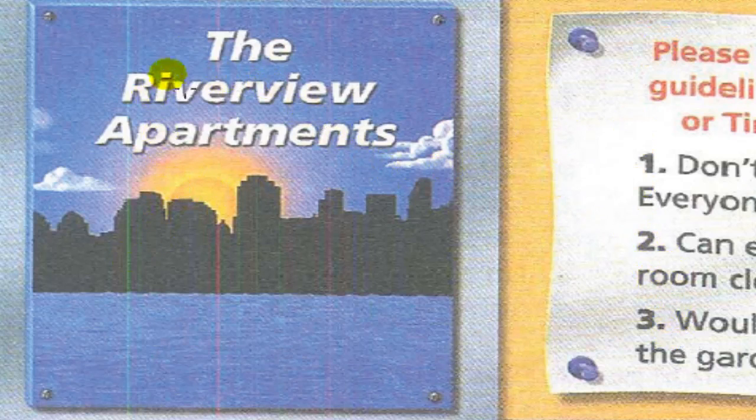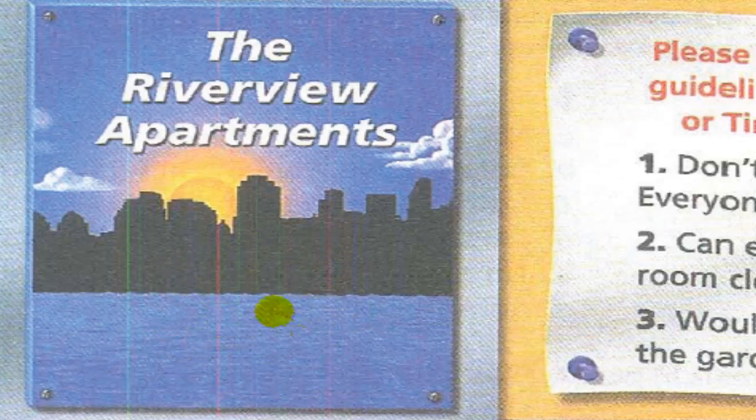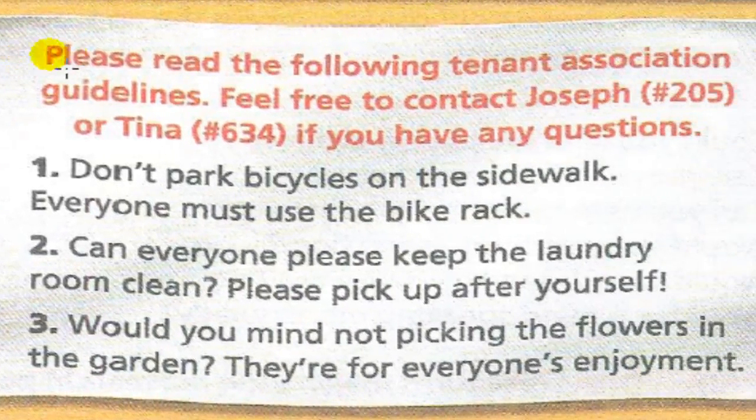What do you see? This is the Riverview apartments. Different apartments, different flats in different buildings, high buildings. They're like towers, skyscrapers. They have a lot of apartments and they are maybe on the ocean or on the sea. They have a view of the sea. Wonderful. Now, please read the following tenant association guidelines. Feel free to contact Joseph 205 or Tina 634 if you have any questions.